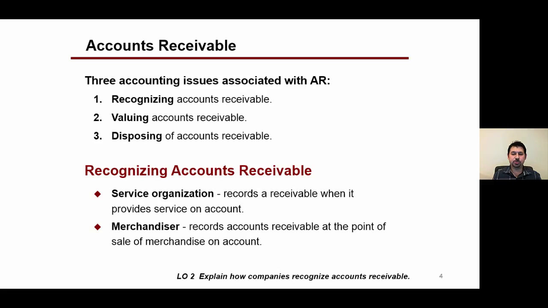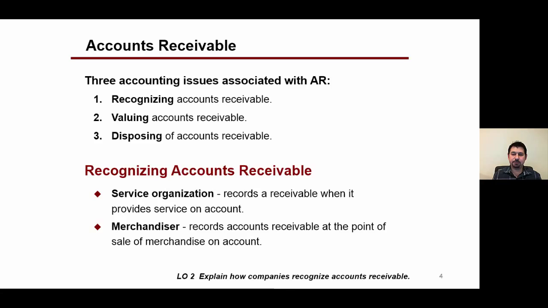Now, there are three main issues that are associated with accounts receivable. Here we will start with accounts receivable. So there are three main issues associated with accounts receivable that we need to take into consideration, and those are recognizing the accounts receivable, valuing them, and disposing of them.